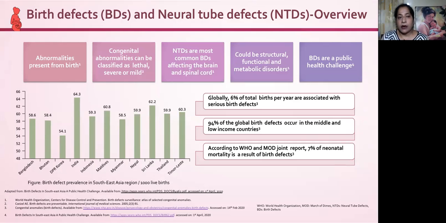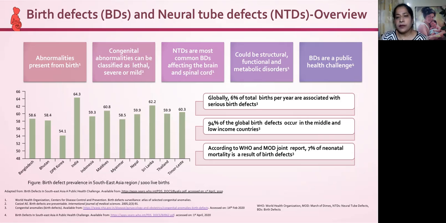Congenital abnormalities can be classified as lethal, severe, or mild. Neural tube defects are the most common birth defects, affecting the brain and spinal cord. These defects could be structural, functional, and metabolic disorders, and they definitely pose a public health challenge.